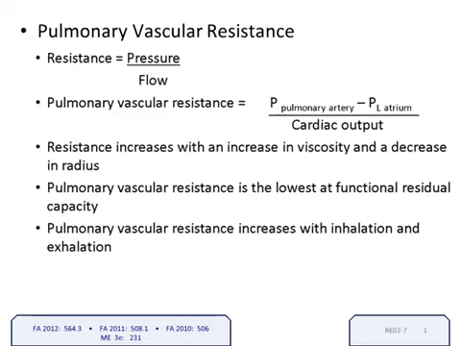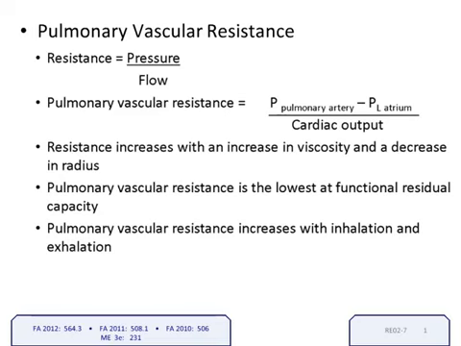Likewise, the radius of the pulmonary vessels is going to be a very important determinant of the pulmonary vascular resistance. So when we talked about the systemic vessels in our cardiovascular lectures, we mentioned the fact that the resistance is actually inversely proportional to the radius to the fourth power. And the same holds true here in the lung. And what that means is that even a tiny change in the radius of a pulmonary vessel is going to result in a huge change in the resistance to flow.